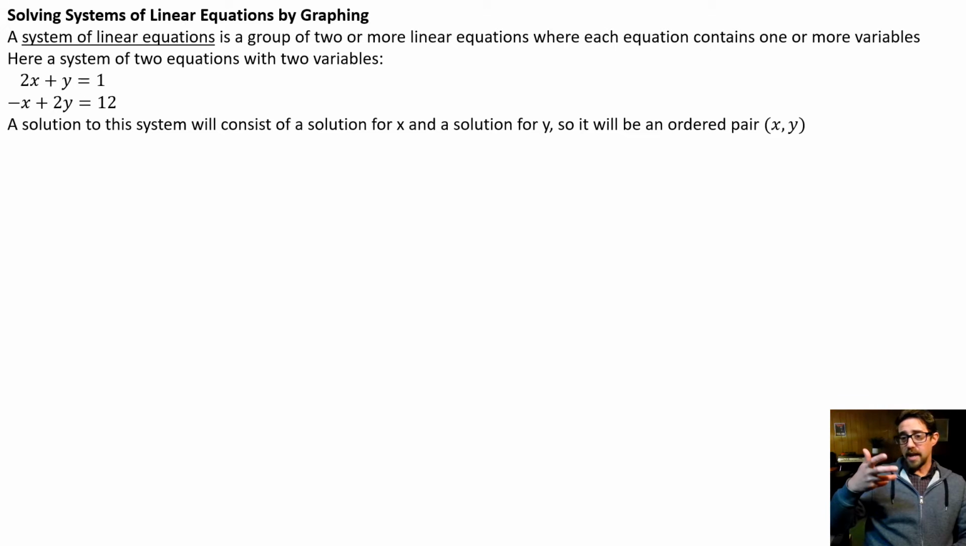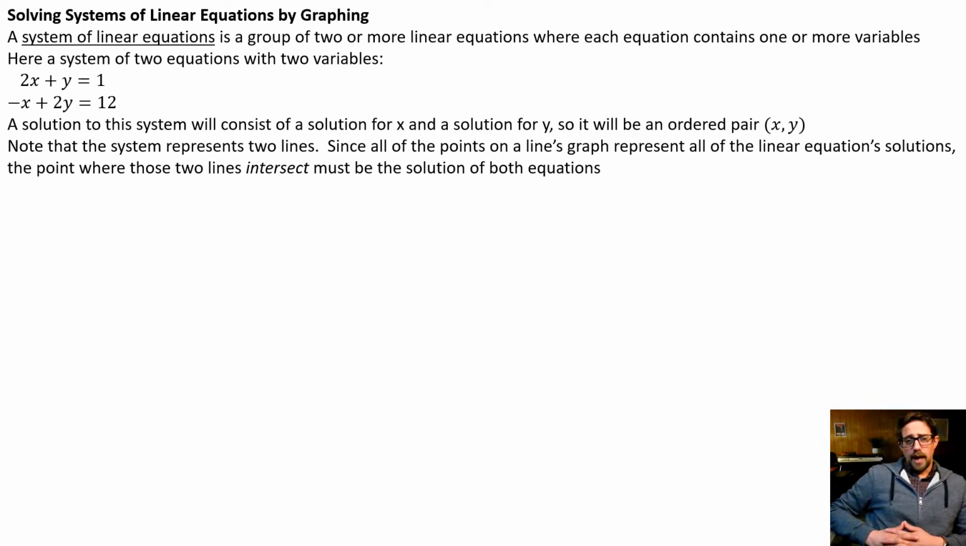And so we're going to write that solution as an ordered pair. Now you can just write x equals 5 and y equals 4, whatever it happens to be. But for now, it's good to think of it as an ordered pair because that's how we're going to visualize it. Okay, so the solution isn't just x equals this or y equals this. It's two things.